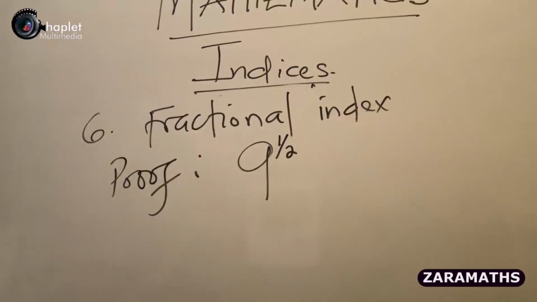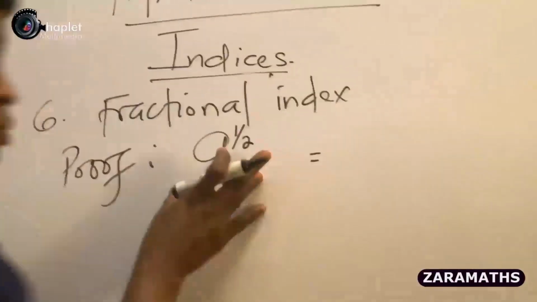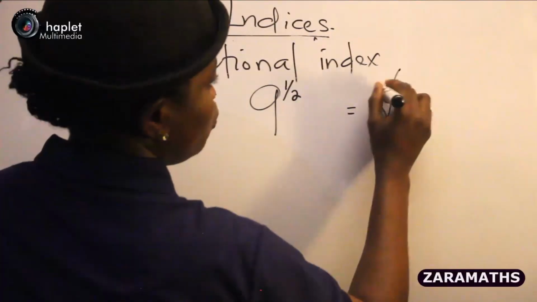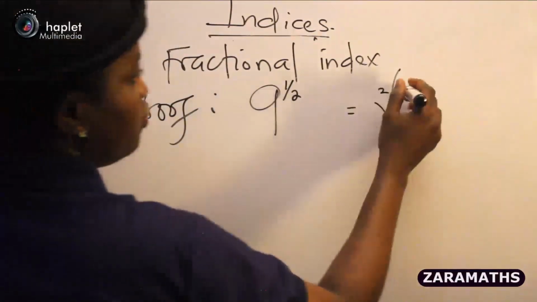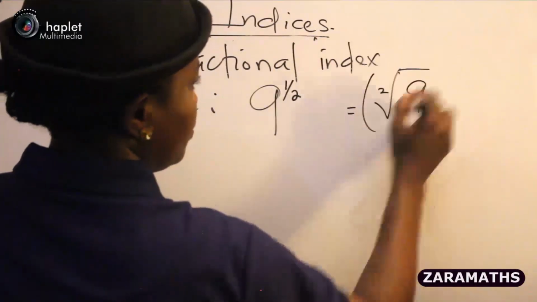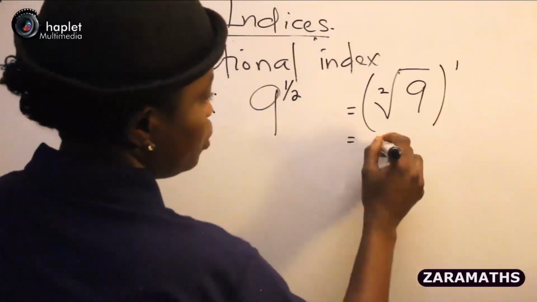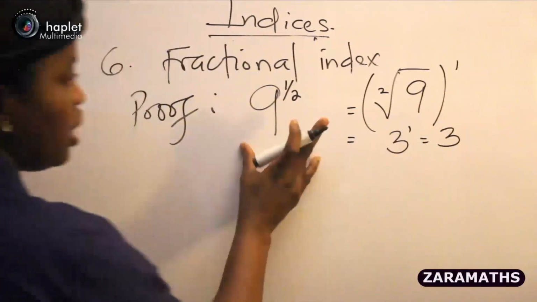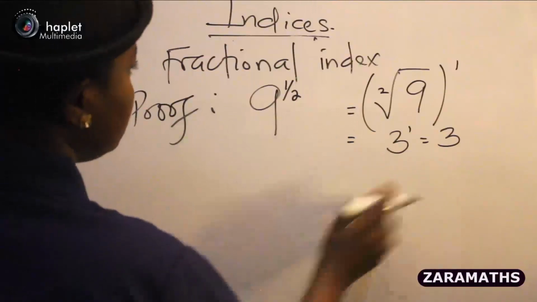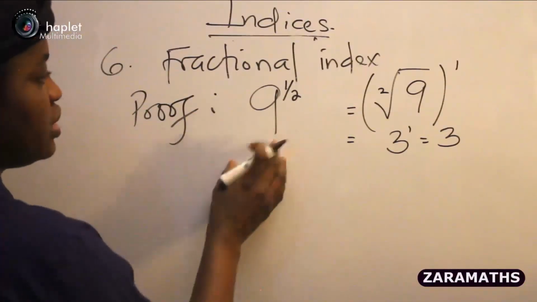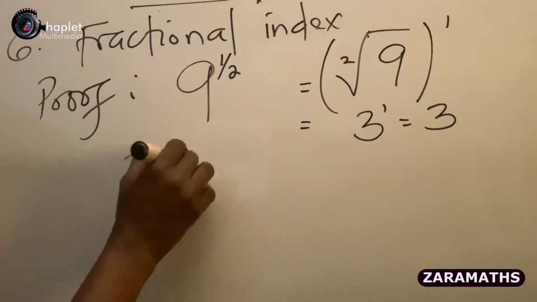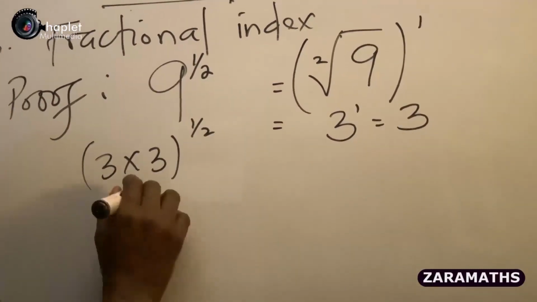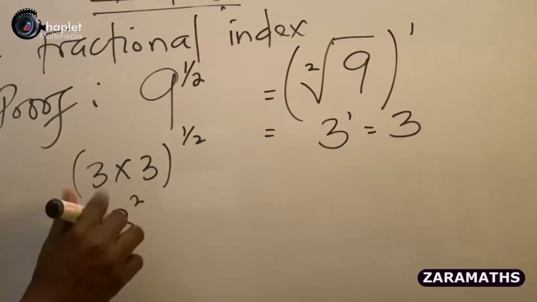In this case, applying the fractional law directly, this is the square root of 9 raised to the power of 1. So the square root of 9 is 3, raised to 1, which is 3. Now we want to prove why this becomes this. Looking at this, we all know that 9 is the same thing as 3 times 3, raised to the power of half. 3 times 3 is the same thing as saying 3 raised to the power 2.